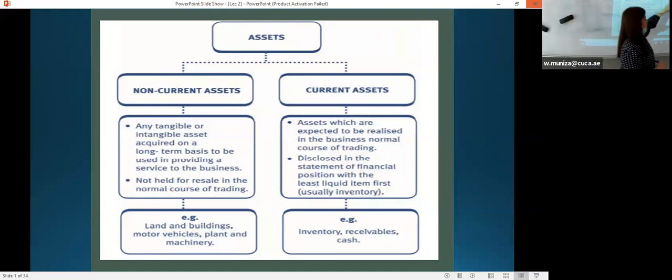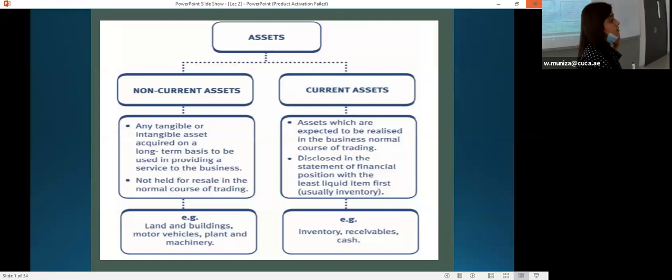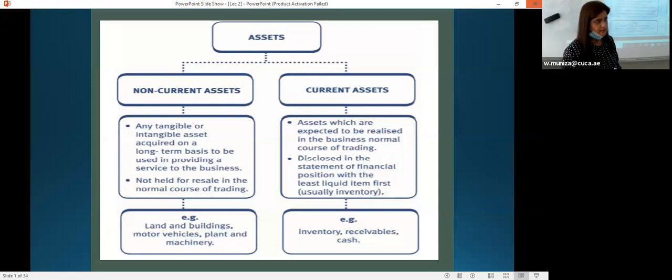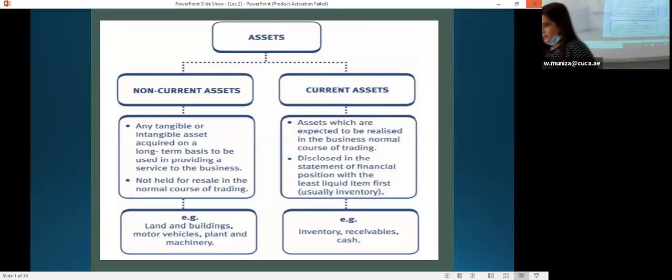On the other hand, assets which are expected to be realized in the normal course of trading. Whatever the normal course of trading the business is having, whatever assets are going to be realized in those are known as current assets. And over here, they mean to say inventories. Whatever we are going to sell and purchase in the normal course of the business, inventories are known as current assets. Examples: land and buildings, motor vehicles, plant and machinery go for non-current assets, and for current assets, inventory, receivables, and cash. I hope that all of you are clear.